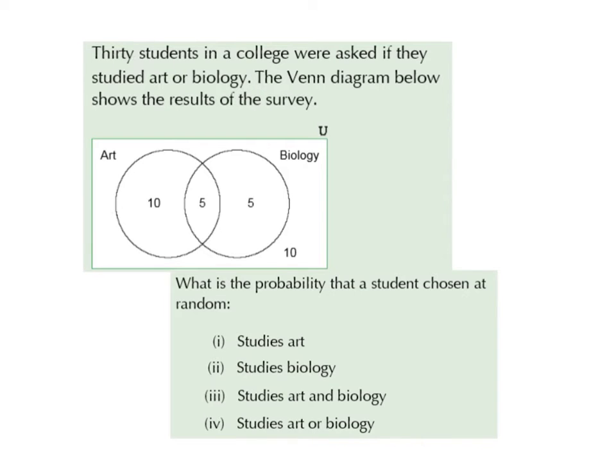30 students in a college were asked if they studied art or biology. The Venn diagram below shows the results of the survey. What is the probability that a student chosen at random studies art, studies biology, studies art and biology, studies art or biology? So "and" and "or" are keywords.